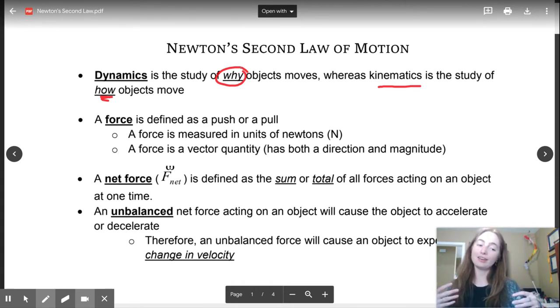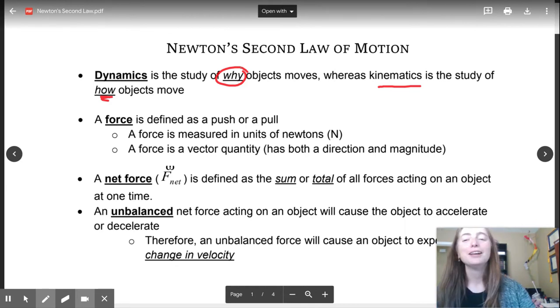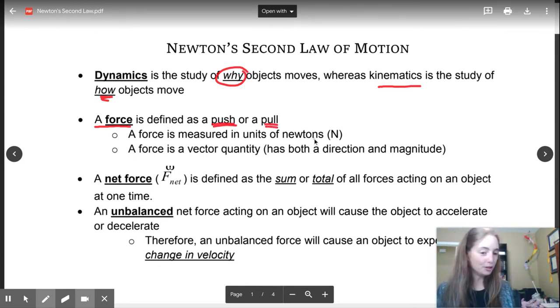Now, not the Force as in Star Wars, as cool as that would be. We're not going all Darth Vader or going all Luke Skywalker in this unit. Sorry, guys.